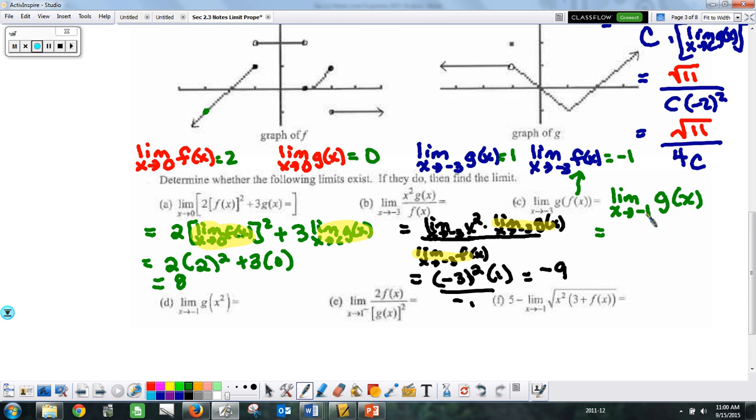I'm going to use the graph to get it. I'm going to go up to g of x. I'm going to go to negative 1. And it's not continuous there, but that doesn't bother me. It has a limit. The limit is 1. So our answer to that is 1.